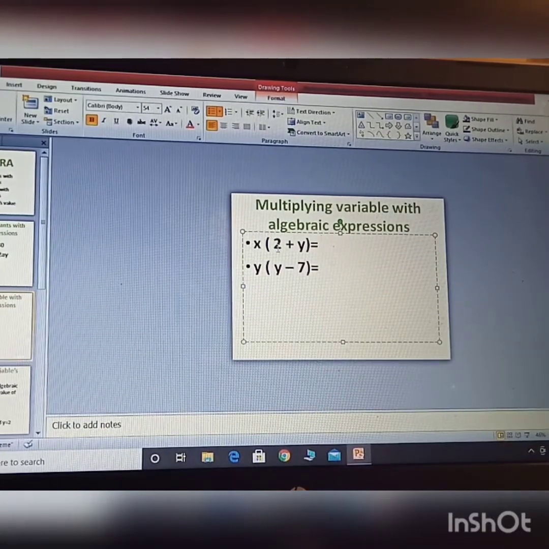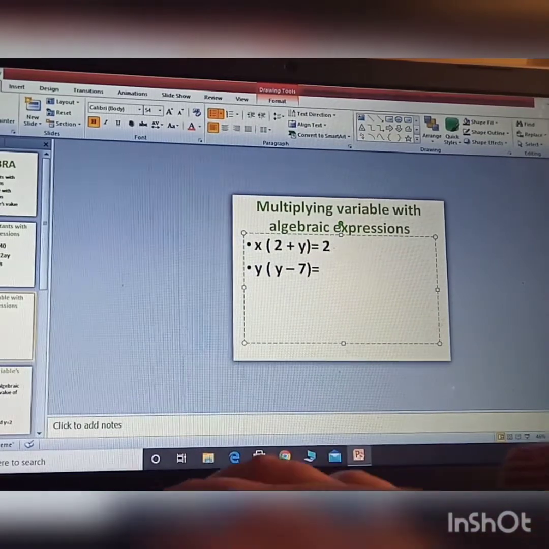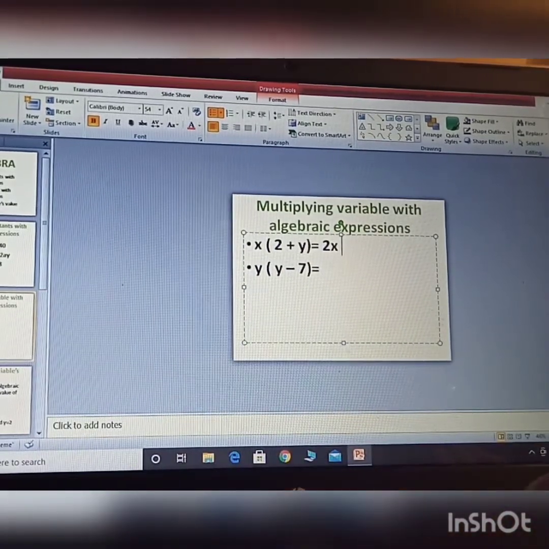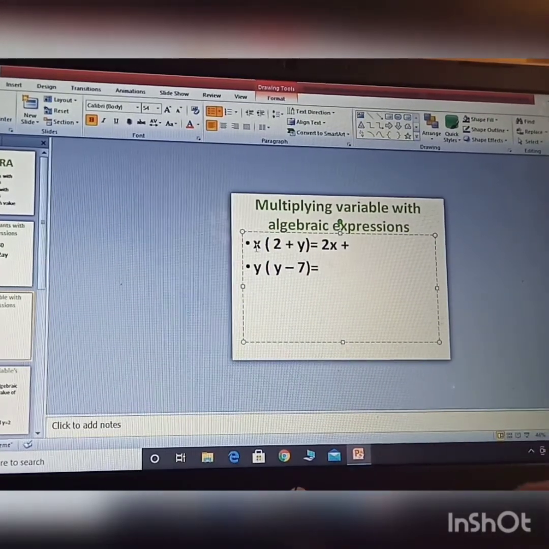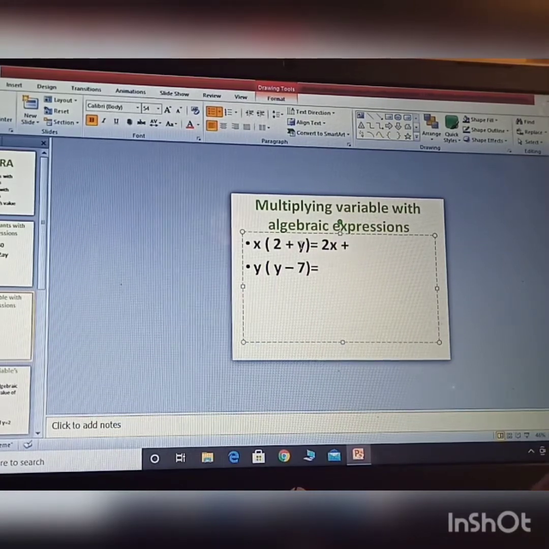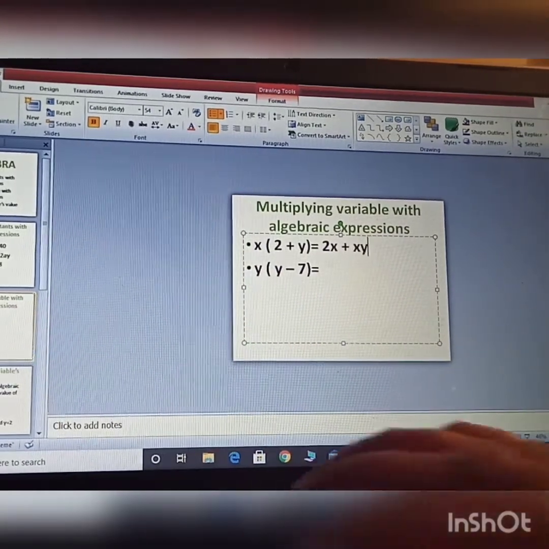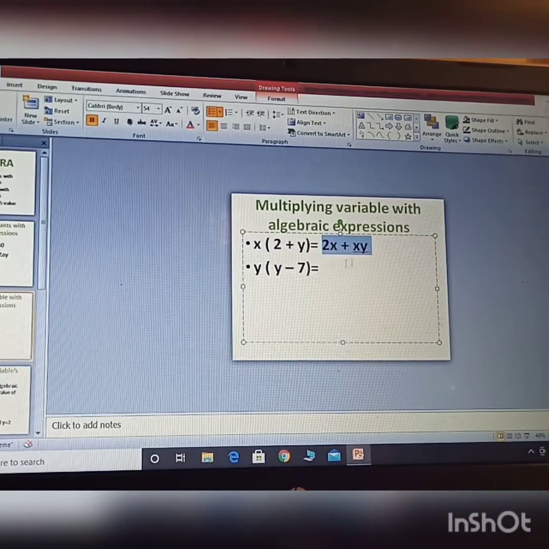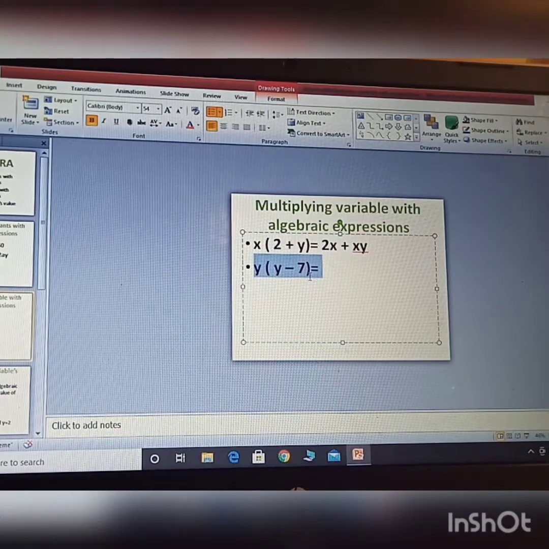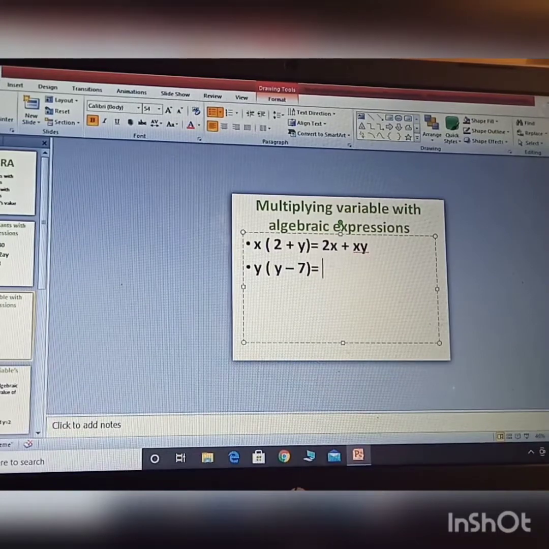x will be multiplied with 2. Now here 2 was a constant, while it will be multiplied with the variable. This constant term will be written first, 2x, and then a positive sign, because both of them have positive signs, positive x and positive y. Positive multiplied with positive gives you a positive sign, and x multiplied with y gives you xy. This is now the answer for this expression. And let's take this second example. y multiplied with y gives you y square.